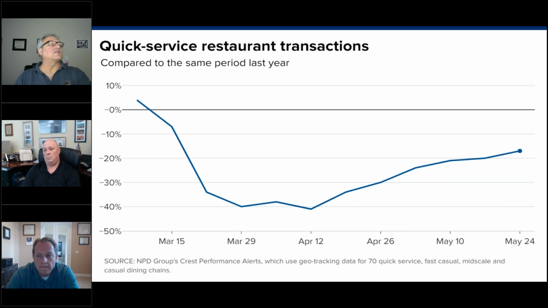Here's some details from NPD Group. They track about 70 different kinds of restaurants, and what they're looking at is the same kind of recovery curve that we showed just now. This is just for quick service restaurants. Again, they declined down to about minus 40%, and as of May 24th, the data was down about minus 17%. So they're recovering in a pretty decent manner there.